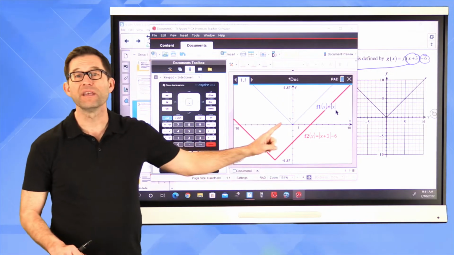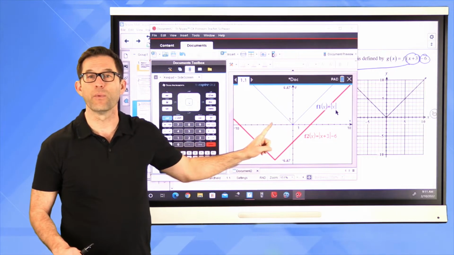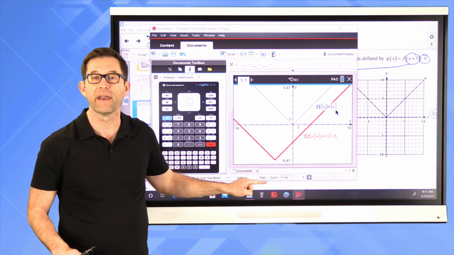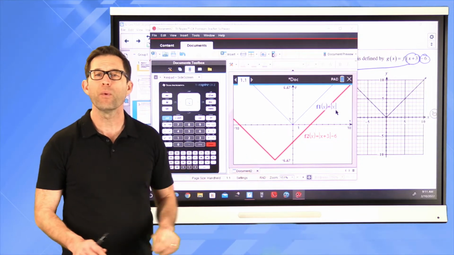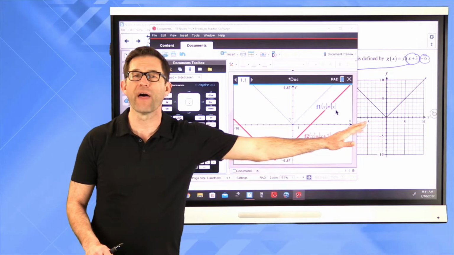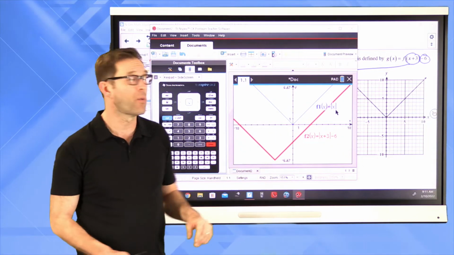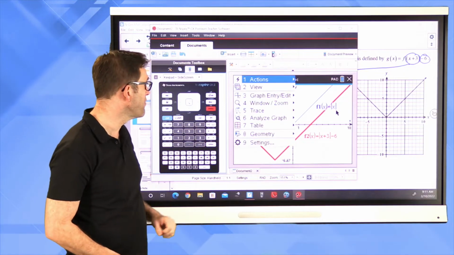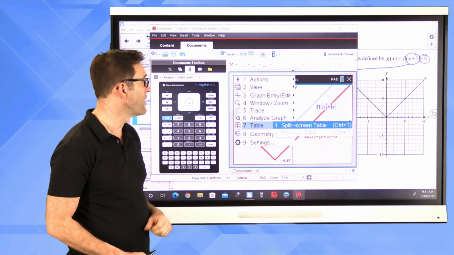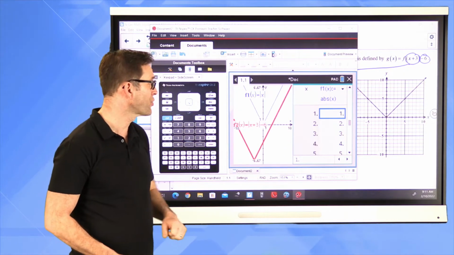And we can already see that what's happened to this graph is that we've moved it 3 units left and 6 units down. But we want to be able to create an accurate graph of that over here, and for that we need a table of values. So as always, to create our table of values, we're going to hit menu. We're going to go to option 7 for table, and we're going to put in a split screen table.